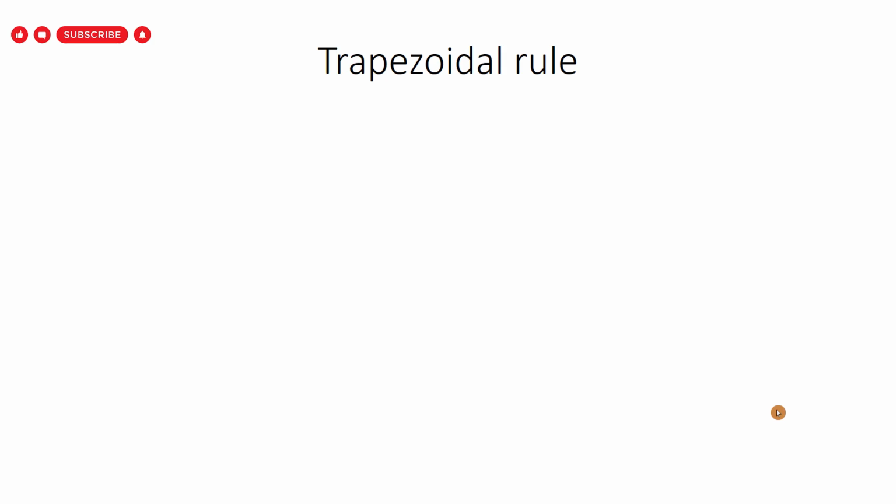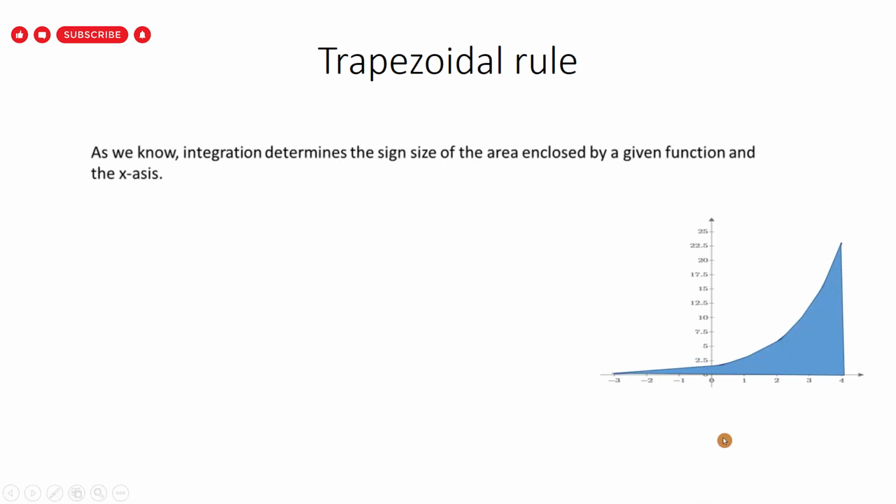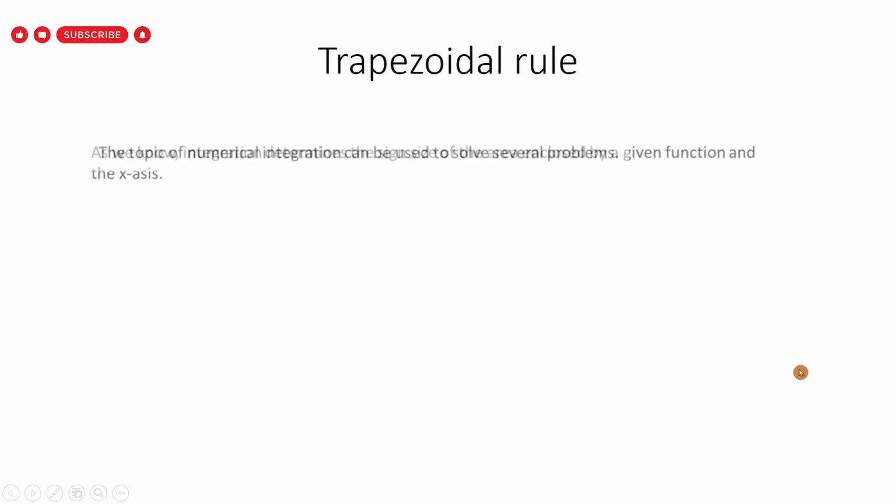Hello friends, in this lecture I use the trapezoidal rule to find the numerical integration for a function. As we know, integration determines the sign of the area enclosed by a given function and the axis. It doesn't matter whether it is the x-axis or y-axis, but in this case, the area enclosed between the curve and the x-axis.